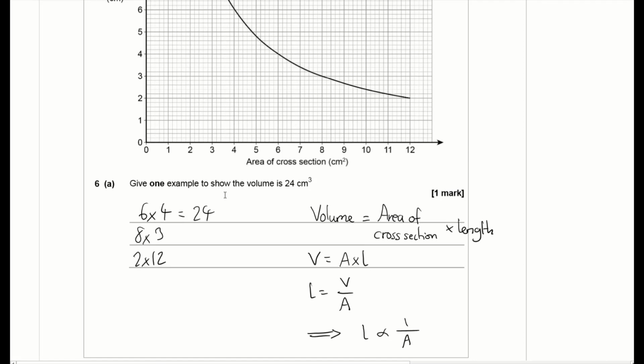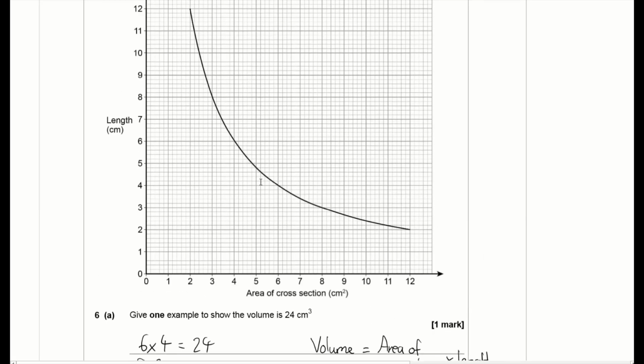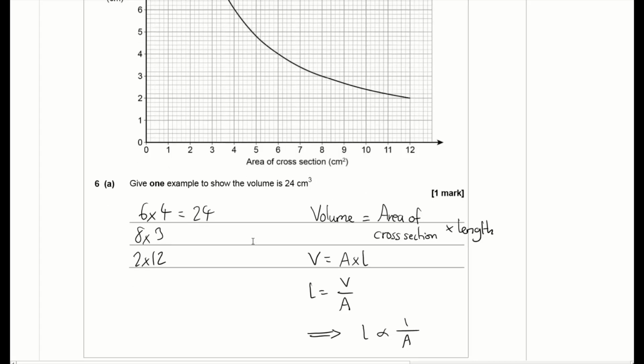So when they say give one example to show the volume is 24 centimeters cubed, all we needed to do was pick any particular coordinate on this particular curve and show that the product of the two ordinates, the x and the y, was equal to 24. And that's how you would verify an inverse proportion.